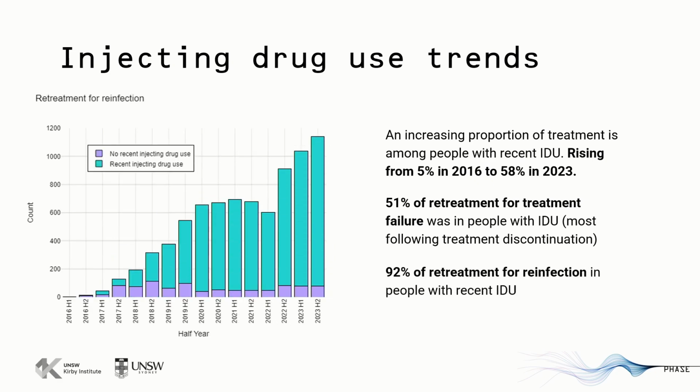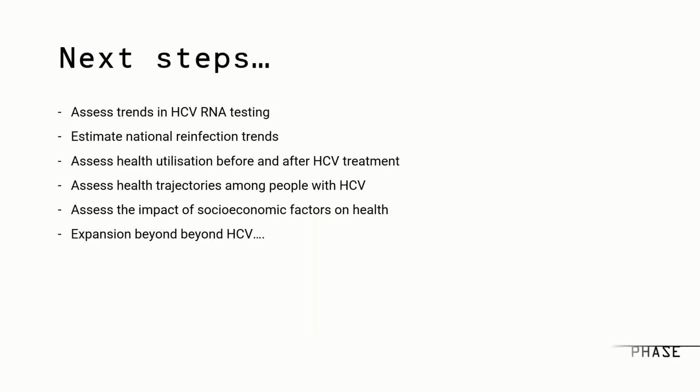Finally, reinfection. So almost all retreatment for reinfection was among people who inject drugs. So this is what we would expect to see, and so there is a little bit of uncertainty, the model specificity and sensitivity being a little bit lower than what we'd want, but hopefully we can improve that in the future. So next steps are to bring in the rest of that data that's in that huge data linkage.